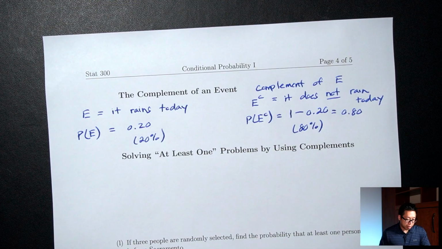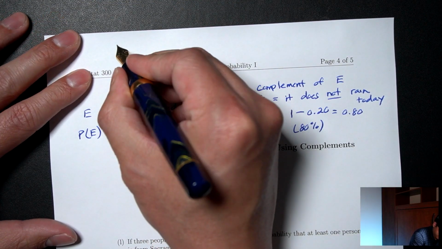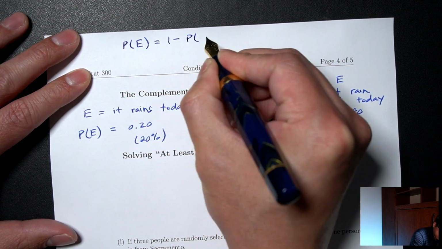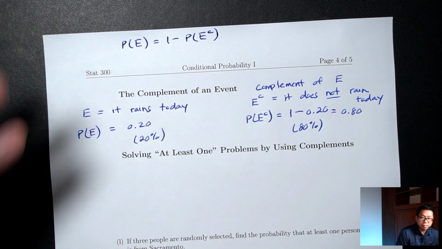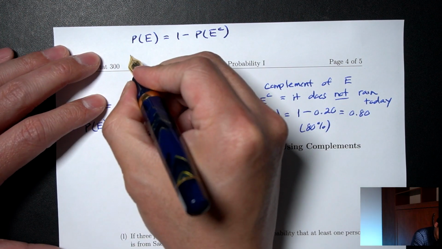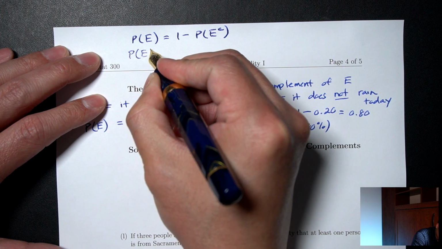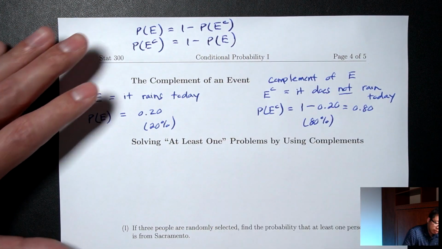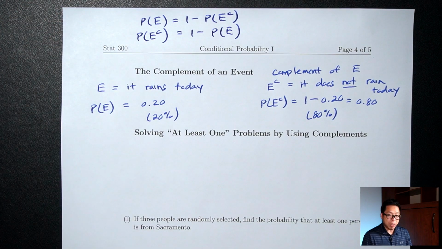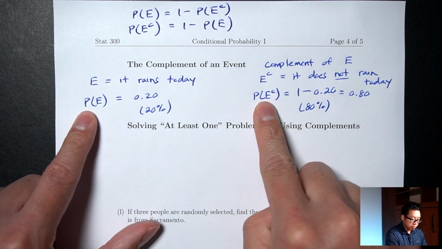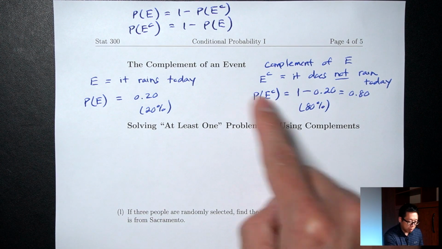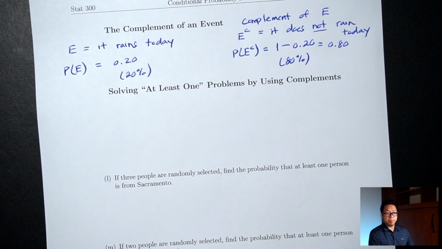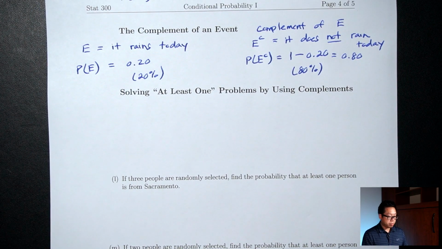Okay, so I'll write that out here. The probability of E is 1 minus the probability of the complement. And then the other way around, the probability of the complement is 1 minus the probability of regular E. And all that's really saying in fancy math language is that if you know one of these, do 1 minus, and that will get you the other one. Okay? All right, so now we can talk about at least one problems.